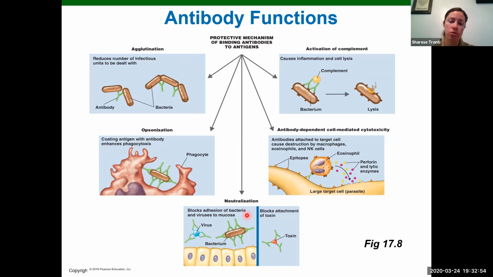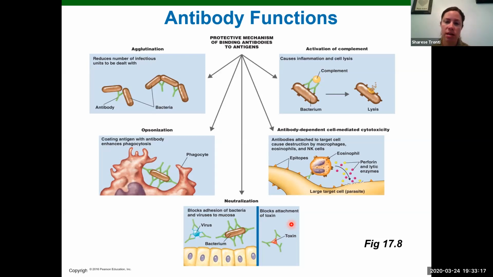They can also neutralize. If they bind to a microbe, they can prevent that microbe from being able to adhere to or enter into the host cells. They can also neutralize toxins. So by an antibody binding to a toxin, it will force the toxin to not be effective.